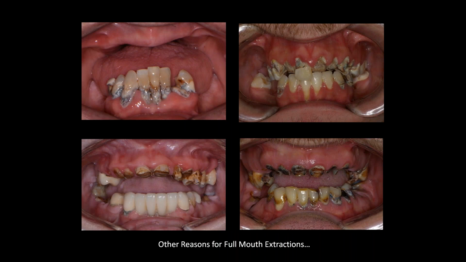There's another population of patients that is growing exponentially, and these are the patients that either have very bad oral hygiene or suffer from substance abuse, or in fact drink a lot of sodas and pops that have a lot of acidity to them and cause this type of condition to their dentition. So these are some of the other reasons for full mouth extractions.